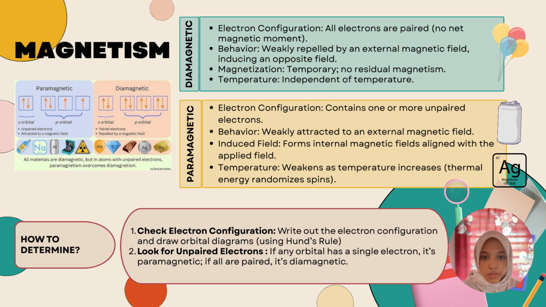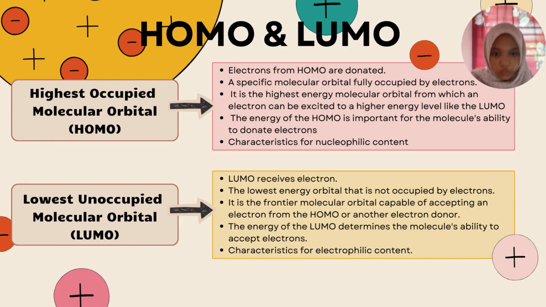To determine the magnetism, the first step is to check the electron configuration by writing it out and drawing the orbital diagram using Hund's rule. The second step is to look for unpaired electrons. If any orbital has a single electron, it is paramagnetic. If all are paired, it is diamagnetic. The last part of the discussion is HOMO and LUMO.